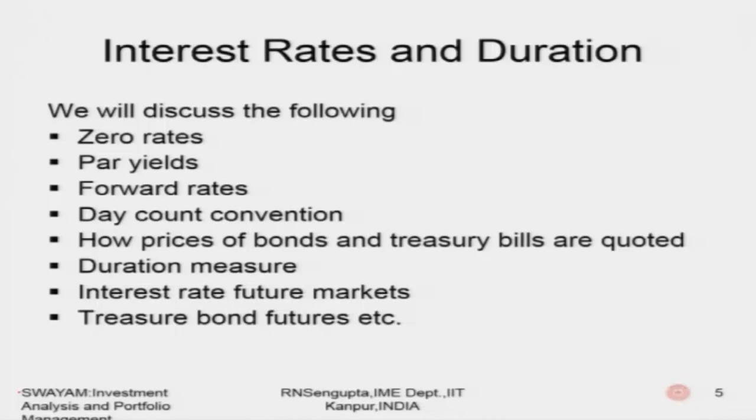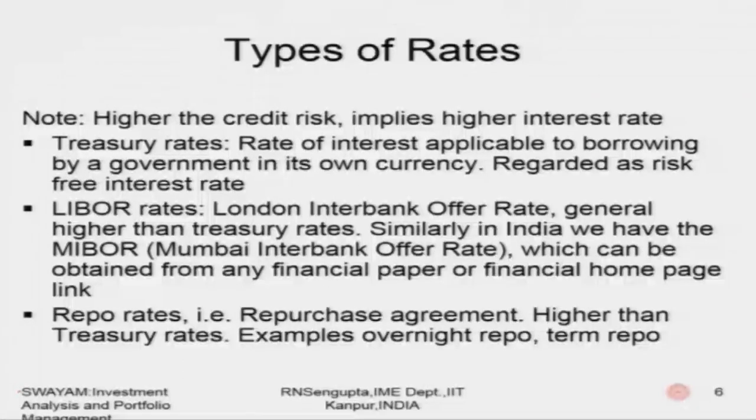What is the duration measure, what we mean by duration, what is the concept of duration, and how it can be utilized to find which bond is better, which bond is not good. It is a sort of statistic or a set of information based on which we can rank the bonds. We'll consider the interest rate futures markets and the treasury bond futures markets and the calculations done for all those things. For the types of rates, we'll consider that the higher the credit risk. So, we will always be bringing the word risk into the calculations.